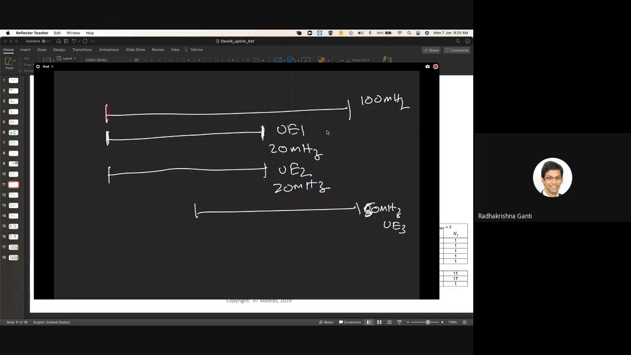So now, what does the base station want to do? Why do you transmit SRS? You transmit SRS so that the base station can understand in which frequency it can allocate you resources in the uplink. That is one of the reasons why you transmit SRS.